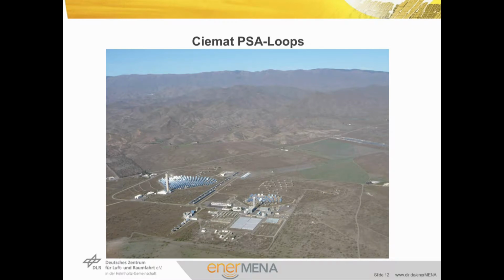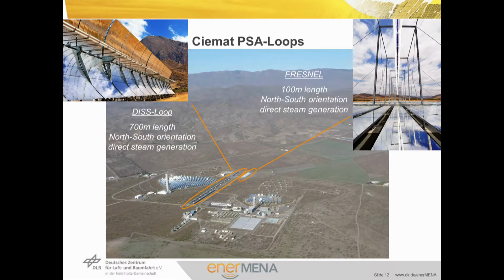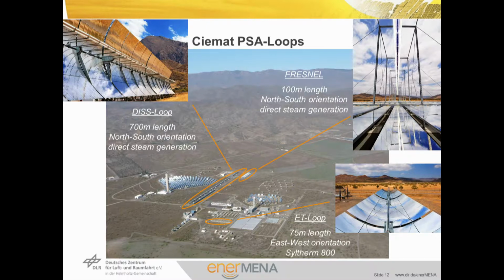On the scale of collector loops, CMET provides various test facilities at Plataforma Solar de Almería. There's the 700-meter-long DISS loop in north-south orientation. It is operated with water and designed to test components as well as control strategies for direct solar steam generation. Next to the DISS loop, a 100-meter linear Fresnel collector was erected. The systems are interconnected so that the Fresnel collector can be tested in preheating, evaporation, and superheating mode in spite of its limited size. There's also a large testing unit operated with Siltherm 800 that consists of 3 parallel rows of collectors in east-west orientation.